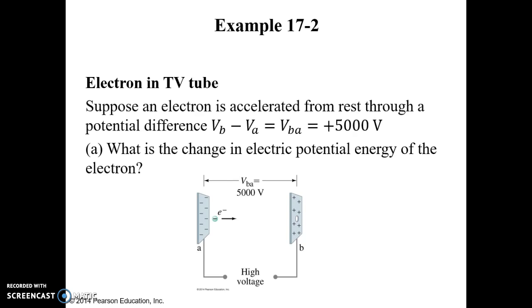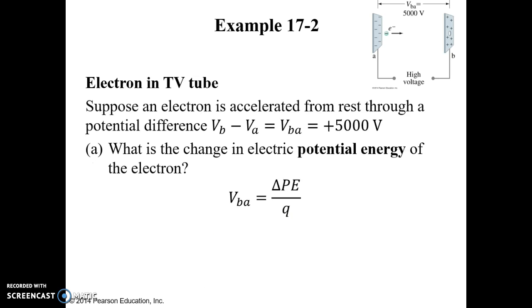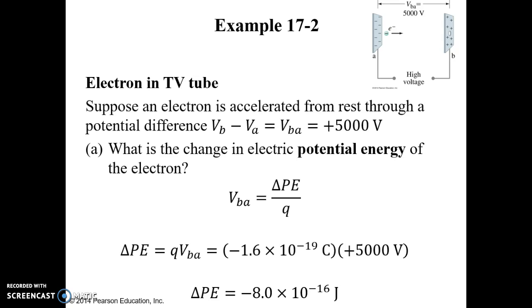Alright, I think we're ready for our first example. Suppose an electron is accelerated from rest through a potential difference of 5,000 volts. What is the change in electric potential energy of the electron? The equation used is potential difference equals change in potential energy over charge. Then rearrange the equation to solve for change in potential energy. From there, it's just a plug and chug.